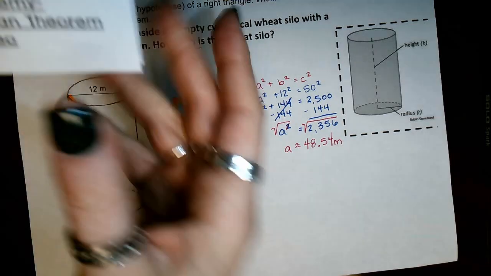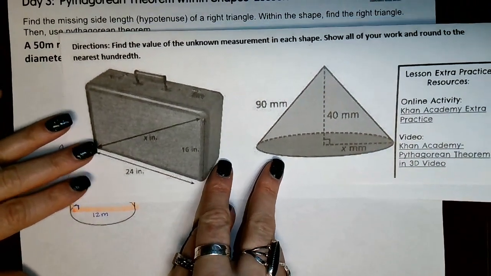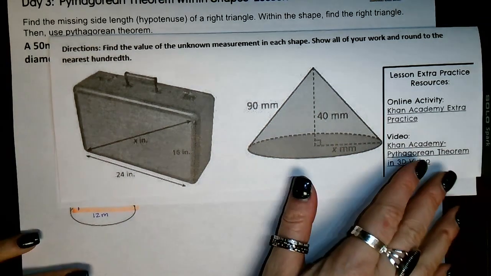If you notice at the bottom of your page, there are 2 examples for you to go ahead and work through. You will use a very similar process. Make sure you identify if you're finding a leg or a hypotenuse.